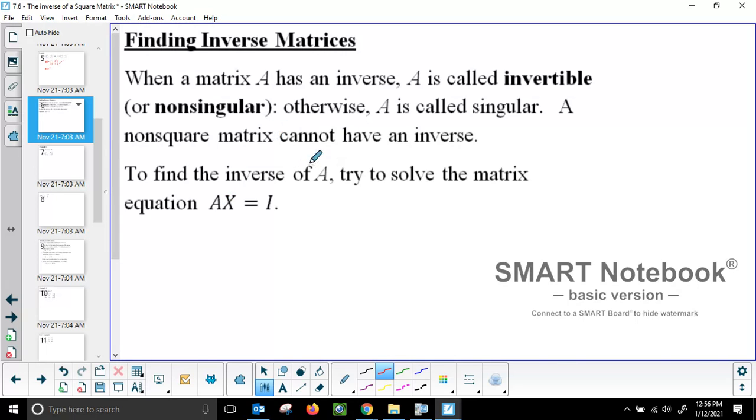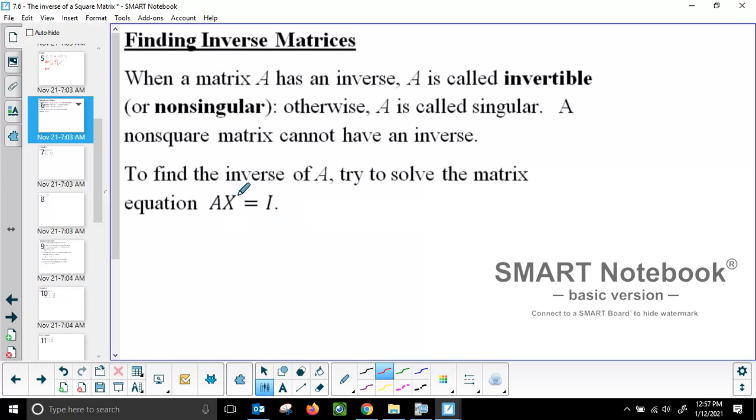This isn't too huge of a deal here, but this is just very mathematically technical. So when a matrix A has an inverse, A is called invertible or non-singular. Otherwise, A is called singular. A non-square matrix cannot have an inverse. Right? So I mentioned that earlier.